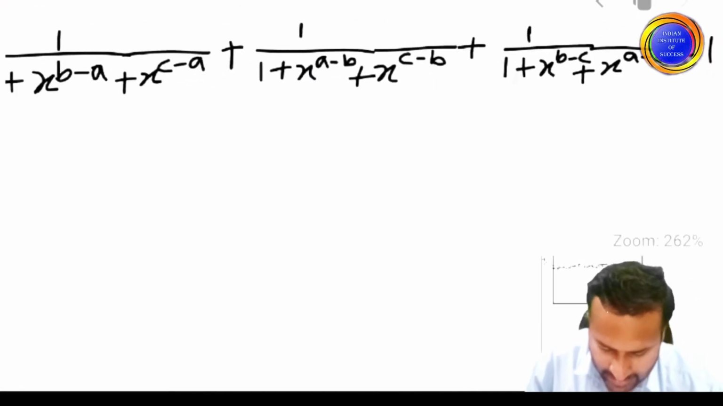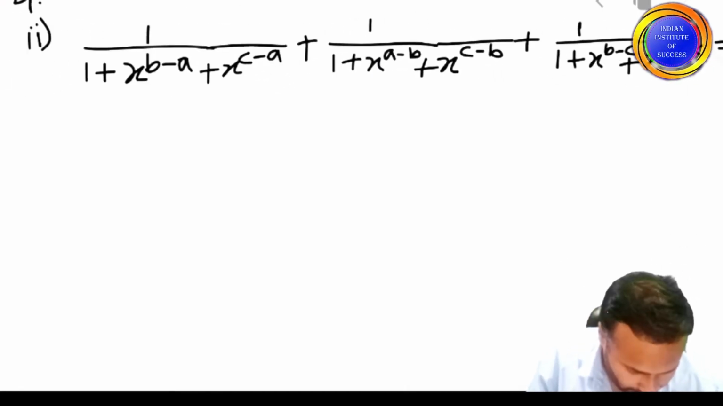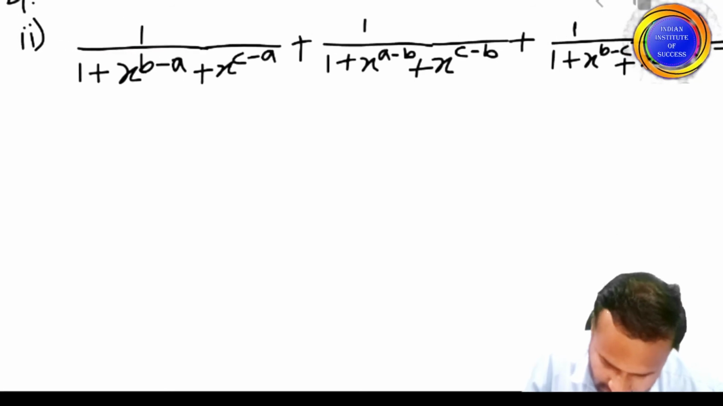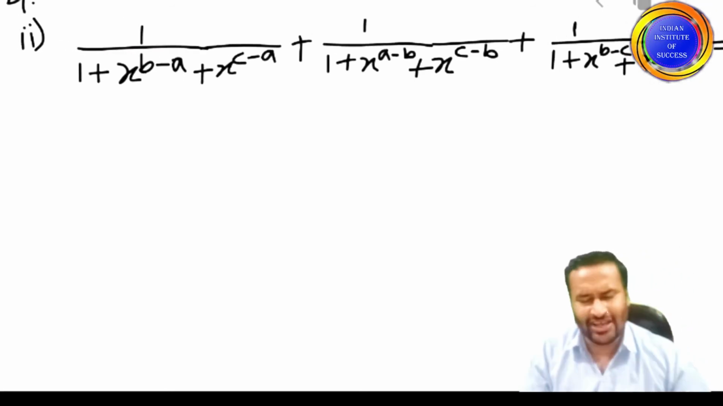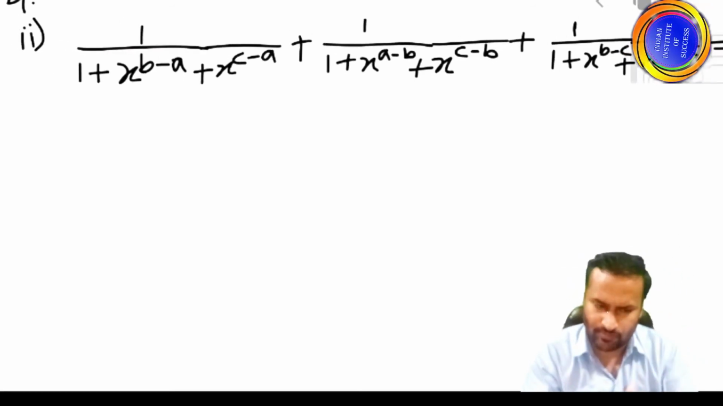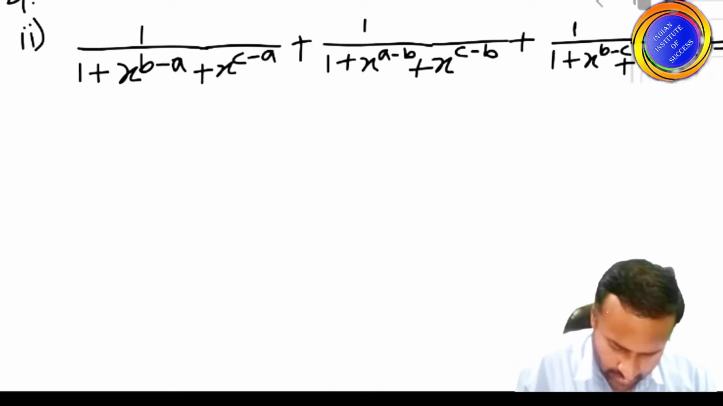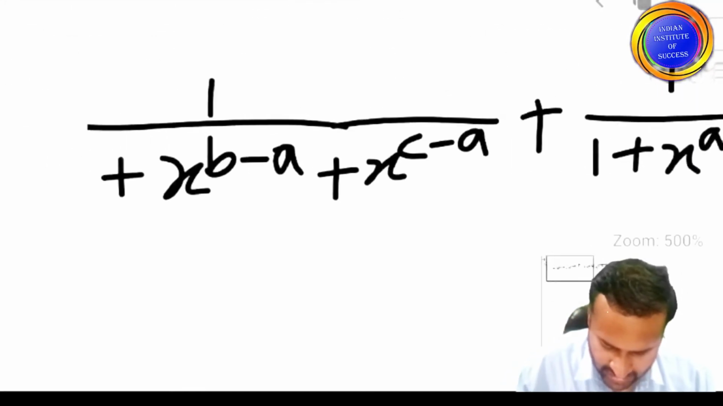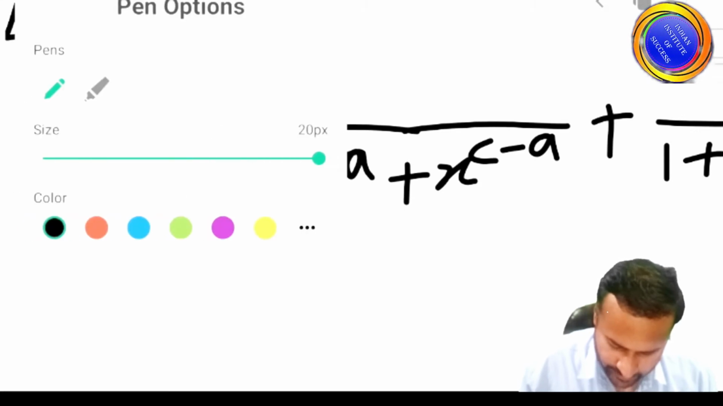So students, I hope you understood this. We have to prove that these are equal to 1. A very simple way: we just have to simplify them. From the beginning of the first, we are doing this.